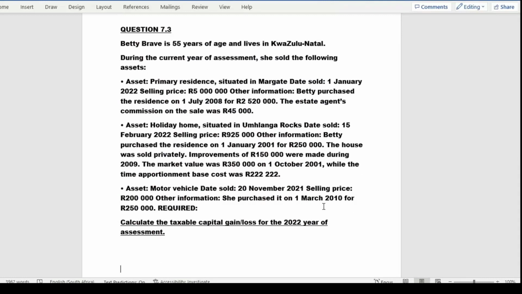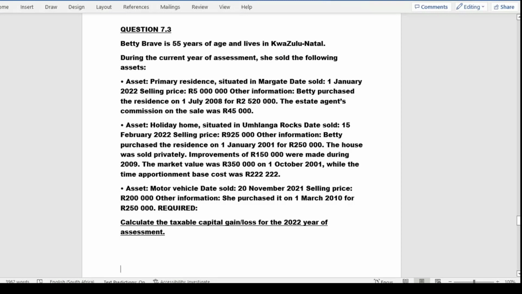So this time around, we'll be dealing with multiple assets. We're not going to deal with specific assets. That means we're going to calculate the capital gains separately. Have a look at how it looks, and then we are going to do it all together when we come back at 10 past.